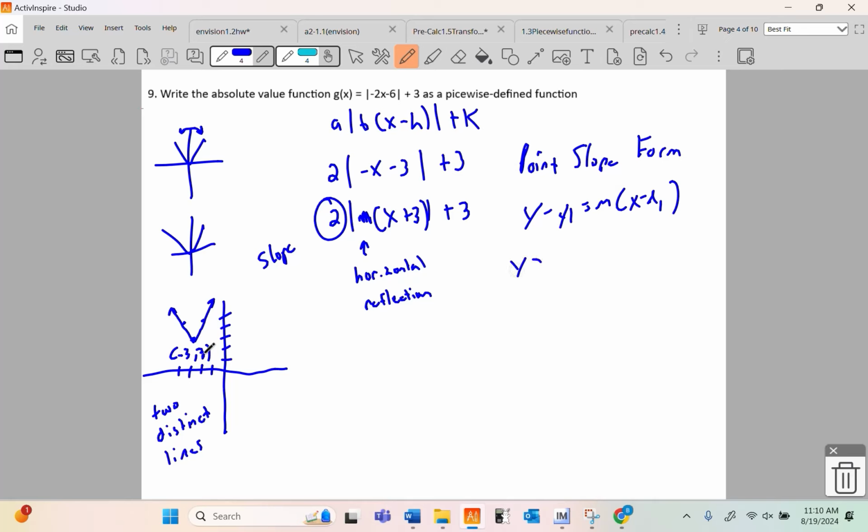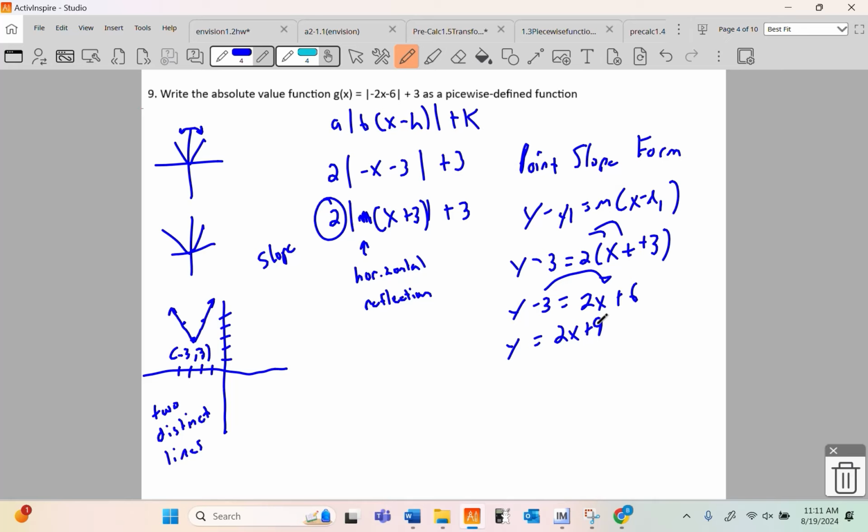y minus 3 equals a slope of 2 times x minus negative 3. Taking away a negative has been addition forever. And now I can use the distributive property. 2x plus 6. And then I'm going to add 3. y equals 2x plus 9. Notice I went on Desmos and checked that y-intercept. It was 9. Now, that's one equation.